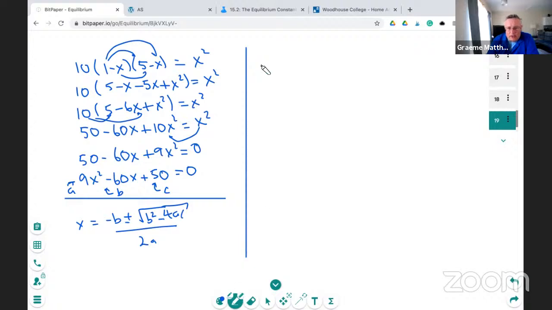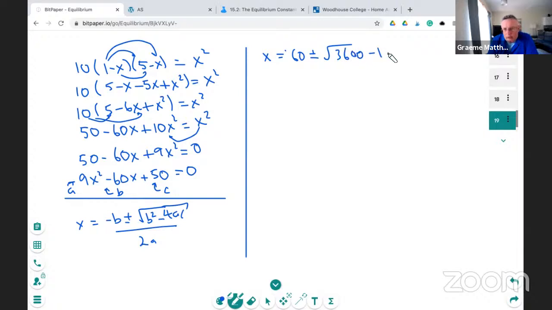I'm going to get x is equal to what? 60. Oh, b is negative 60, so negative b is 60, plus or minus the square root. The square root of b squared, what's that? 3600.